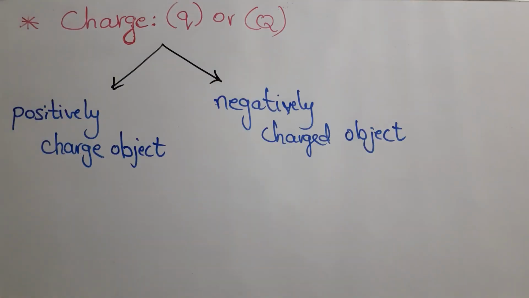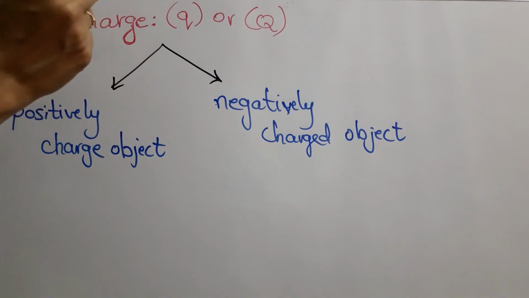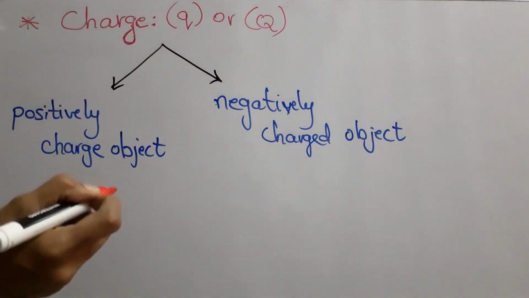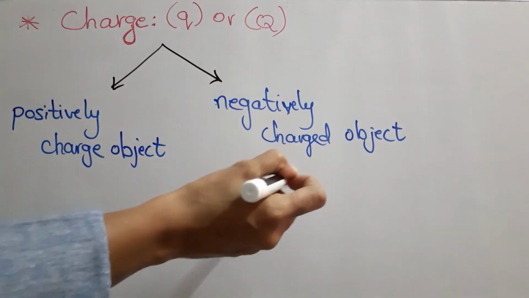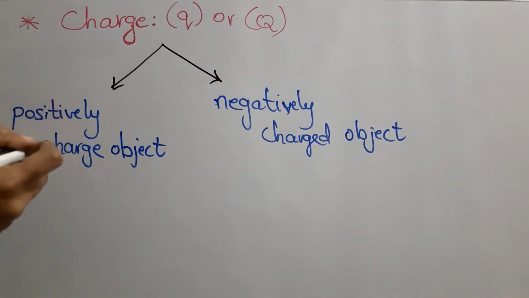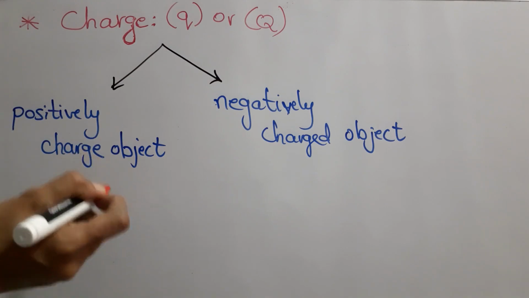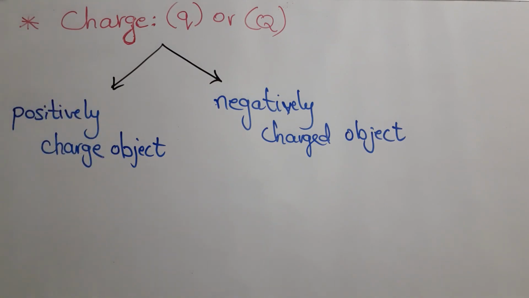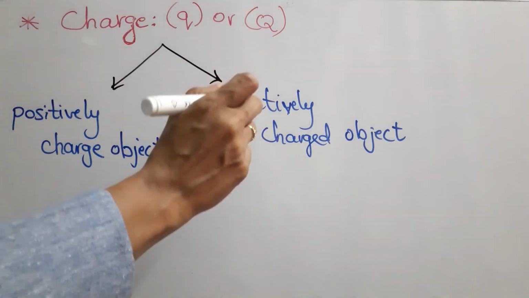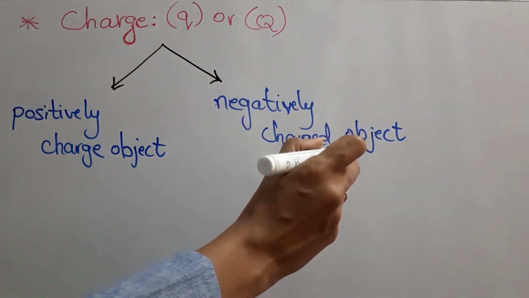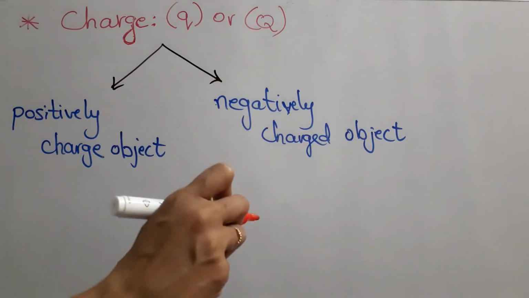Next part to be understood is that charges may be positive, may be negative, right? Now, there may be a positively charged object, there may be a negatively charged object. In case of a positively charged object, it will have a deficiency of electrons. Then and only then it is having positive charge. And in case of a negatively charged object, it will have an excess of electrons.